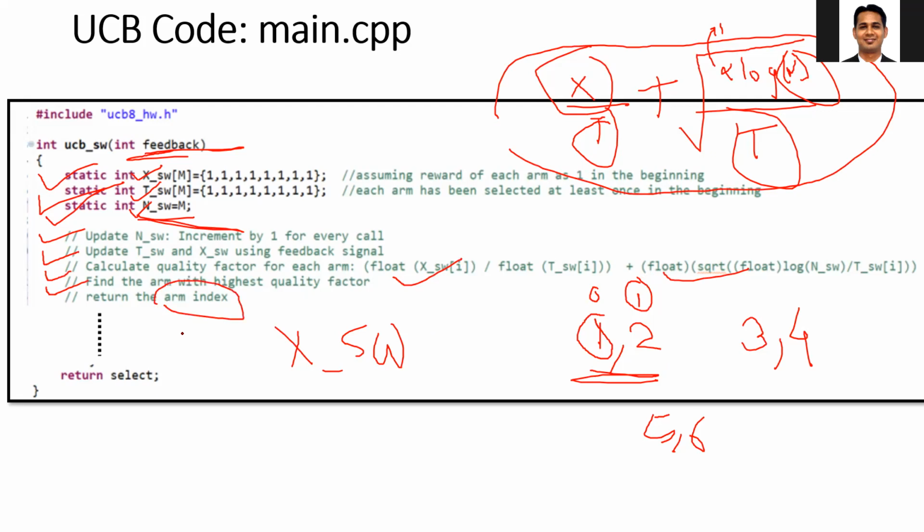This index can be between 0 to 7. So this part of the code you have to write. You need to implement it in the software and verify using QEMU that you are able to select the arms correctly. Then you need to implement the same function in the hardware, optimize it, and compare the execution time between the software and the hardware. I'll show you how the results on the hardware look.